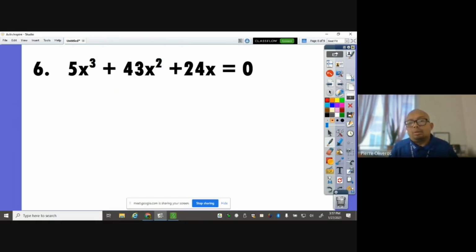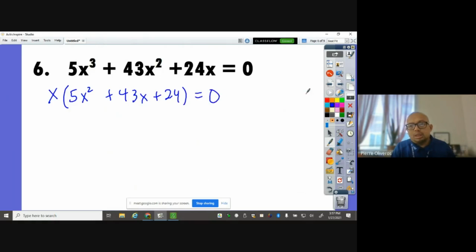Okay. Now, we're given here 5x cubed plus 43x squared plus 24x. All of them have a greatest common factor, which here they all have x as a factor. So I need to factor out the x and divide them all by x to get that out. 5x squared plus 43x plus 24 is equal to 0. Now we can factor them by big boy factoring. 5 times 24 is 120. So this will be x squared plus 43x plus 120 is equal to 0.